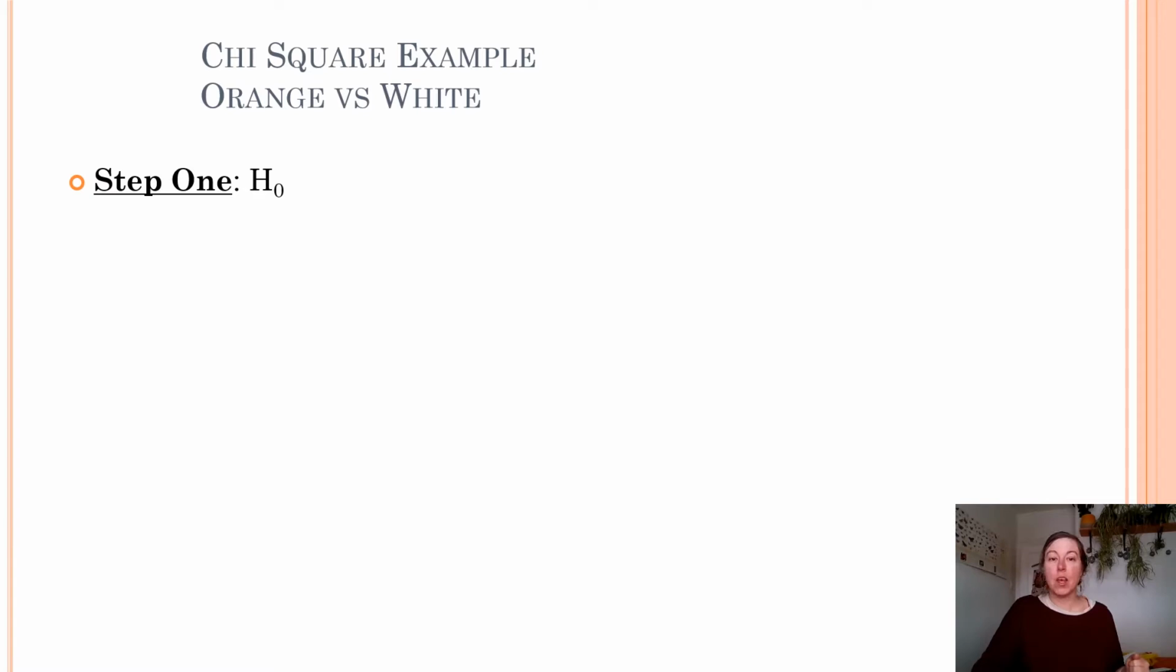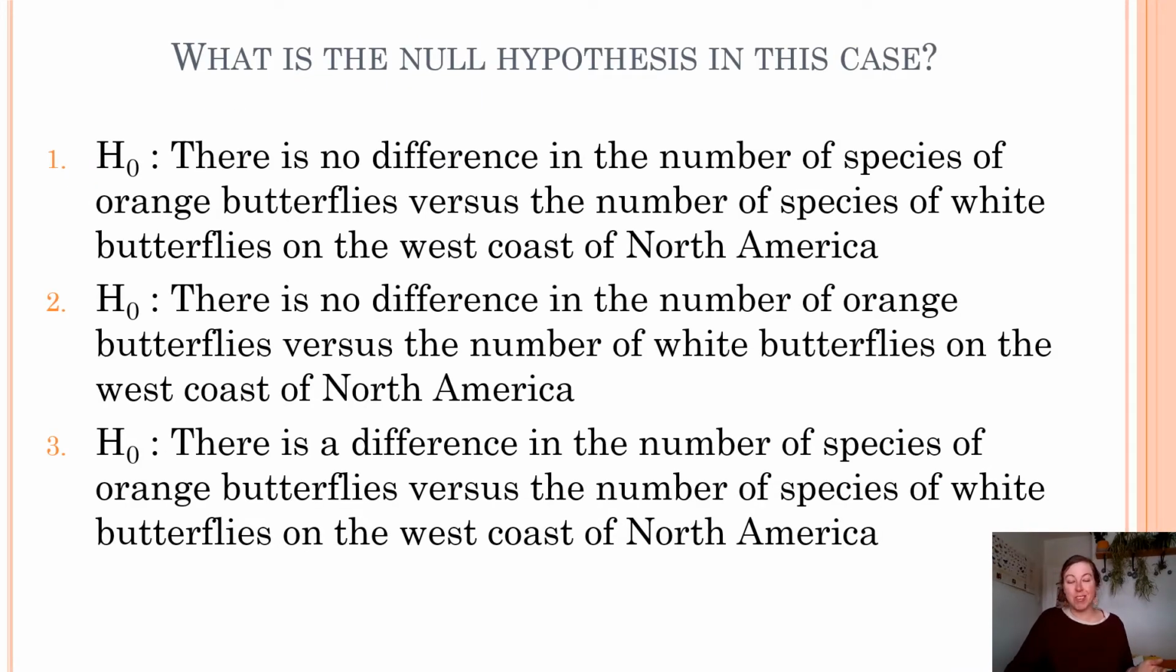Step one, we need to write a null hypothesis. You remember from doing the t-test? The null hypothesis. We're always assuming everything is the same. There is no difference. When I do this as a class, I usually have this as a clicker question and get people to choose which one is correct. So we want the one that says there is no difference.